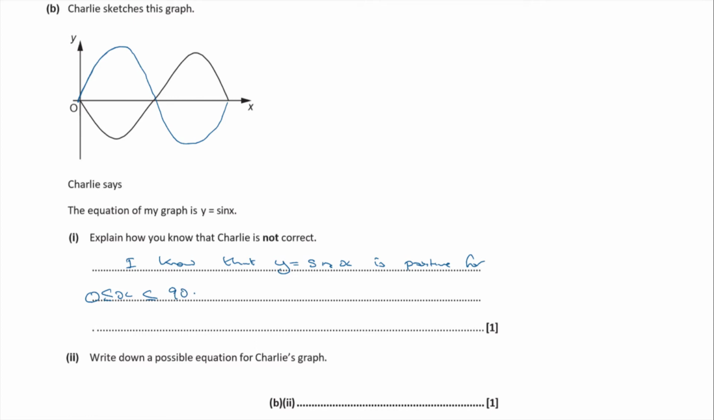Now, as for writing down a possible equation for Charlie's graph, we already noted that his graph is a reflection of y equals sine x. And if you think about the transformations of curves, if you want to reflect something in the x-axis, you just put a minus sign in front of the function. So I think I could say that Charlie's graph was y is equal to minus sine x, because when you stick a minus sign in front of a function, you're going to flip it in the x-axis, which is pretty much what I've got there. So I'm going to write down y equals minus sine x. There are actually other possibilities, but I only asked for one, and that's the simplest way to do it.